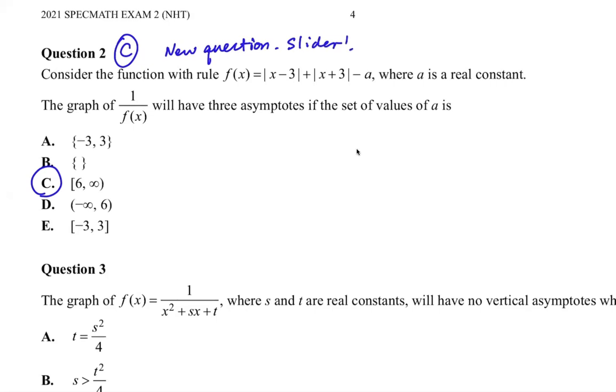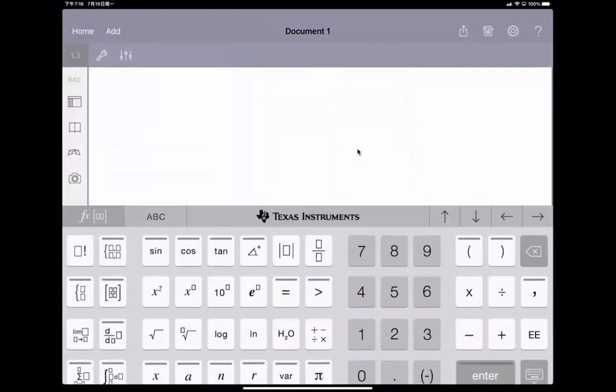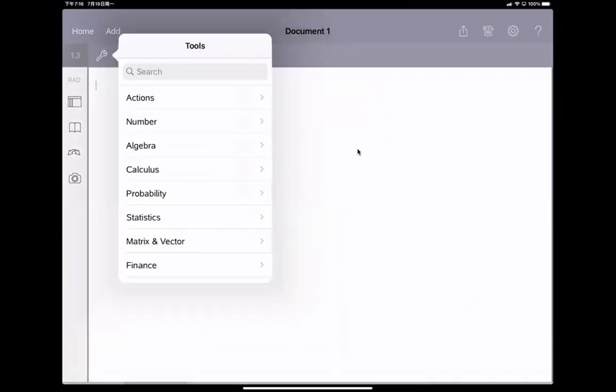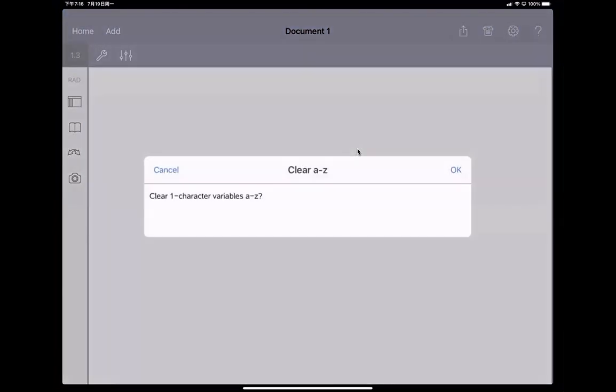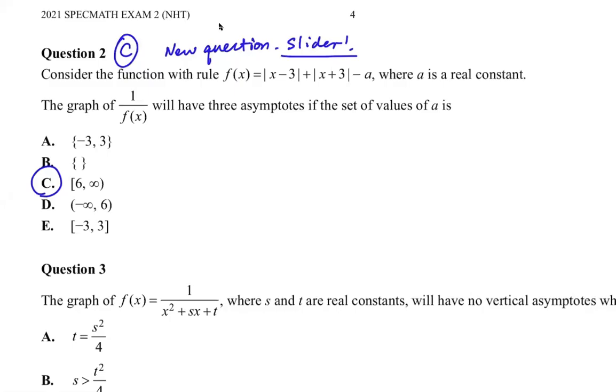Slider. One thing I'm going to comment on, when you have used a slider, let's say you have a letter A here. In the same problem on your CAS calculator, the A is defined in the previous page. So make sure you do something like actions, clear A to Z. Now the letter A is not defined anymore. All right, so let's look at the next question.